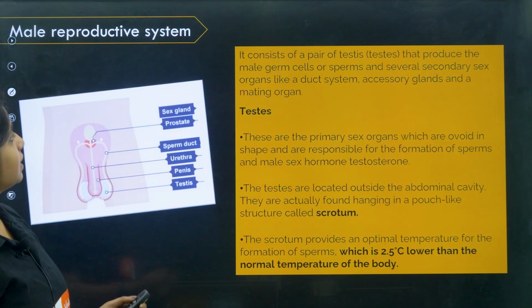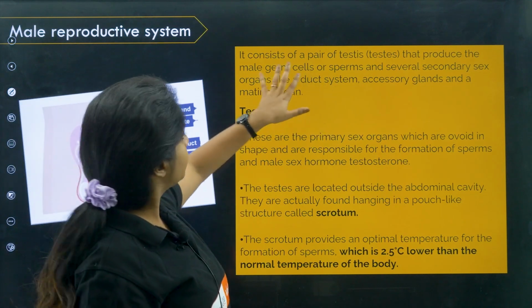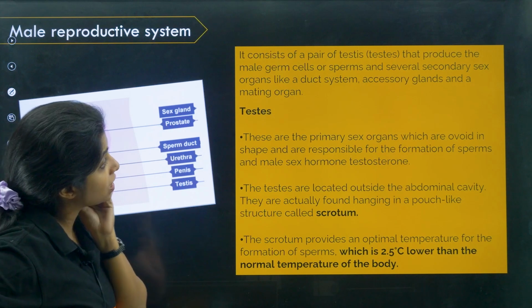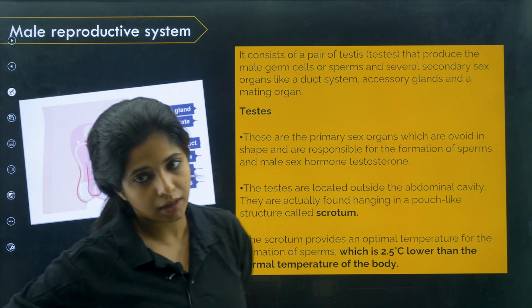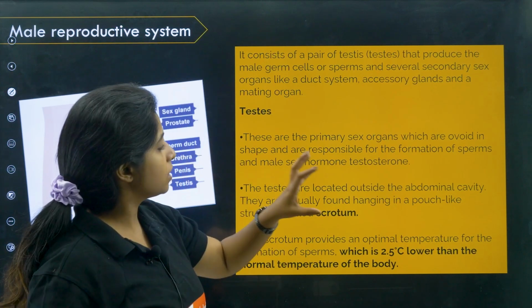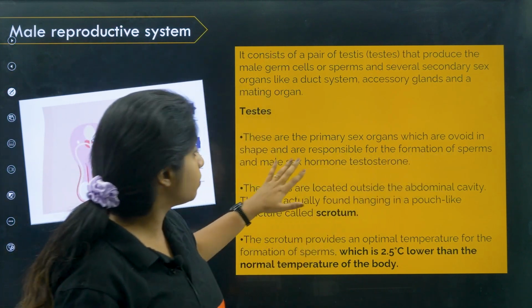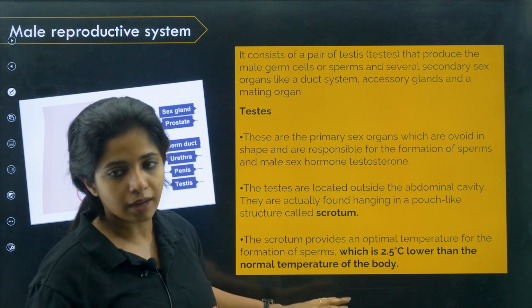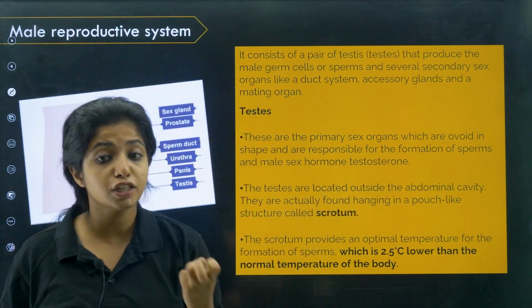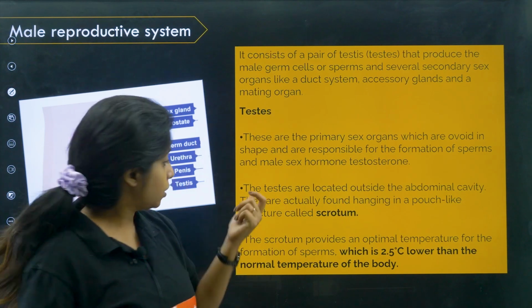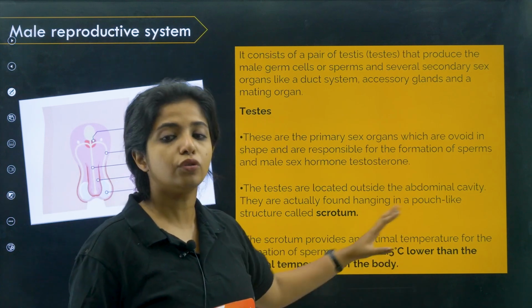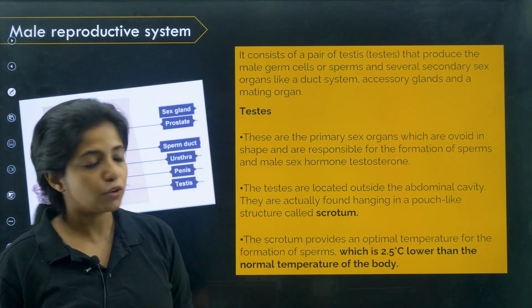Now, let's read it. It consists of a pair of testes that produce the male germ cells or sperms, and several secondary sex organs like the duct system, accessory glands, and a mating organ. Testes are the primary sex organs, which are oval in shape and responsible for the formation of sperm and the male sex hormone, testosterone. The testes are located outside the abdominal cavity, hanging in a pouch-like structure known as the scrotum. The scrotum provides an optimal temperature for the formation of sperm, which is 2 to 2.5 degrees Celsius lower than the normal body temperature.